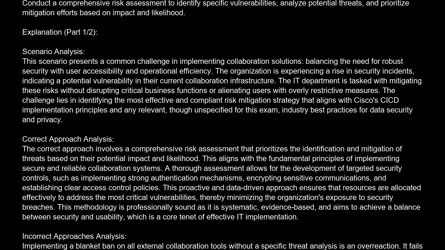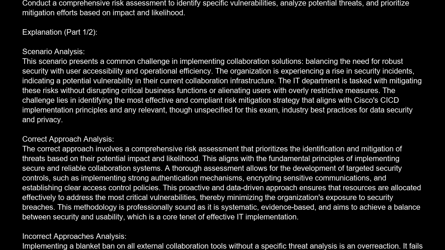The organization is experiencing a rise in security incidents, indicating a potential vulnerability in their current collaboration infrastructure. The IT department is tasked with mitigating these risks without disrupting critical business functions or alienating users with overly restrictive measures. The challenge lies in identifying the most effective and compliant risk mitigation strategy that aligns with Cisco's CICD implementation principles and any relevant, though unspecified for this exam, industry best practices for data security and privacy.